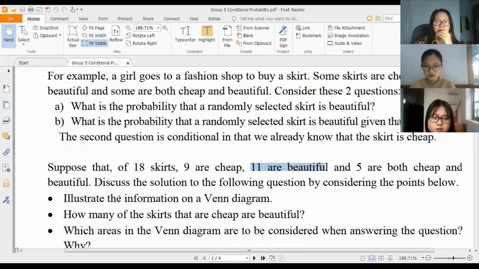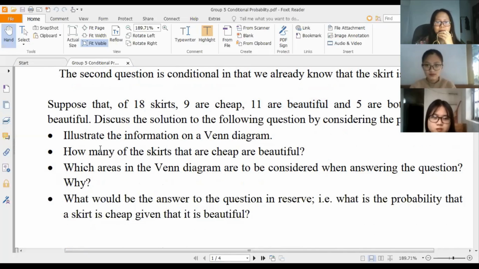beautiful. Now together, I will give you 5 minutes to discuss the solution to the second question by considering the points below. Illustrate the information on the Venn diagram. How many of the skirts are cheap? How many that are cheap are beautiful, and which areas in the Venn diagram are to be considered when answering the question, and explain why. And what would be the answer to the question in reverse? Which means, what is the probability that a skirt is cheap given that it is beautiful?